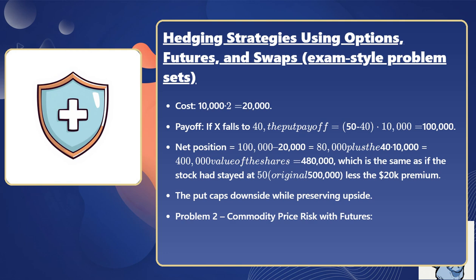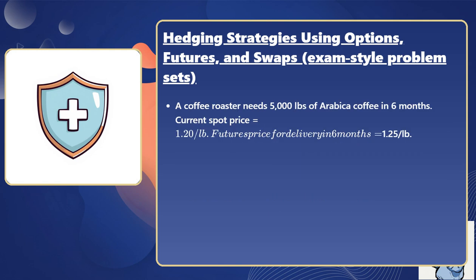Problem 2. Commodity price risk with futures. A coffee roaster needs 5,000 pounds of Arabica coffee in 6 months. Current spot price equals $1.2 per pound. Futures price for delivery in 6 months equals $1.25 per pound. Solution: go long 5,000 pound coffee futures.